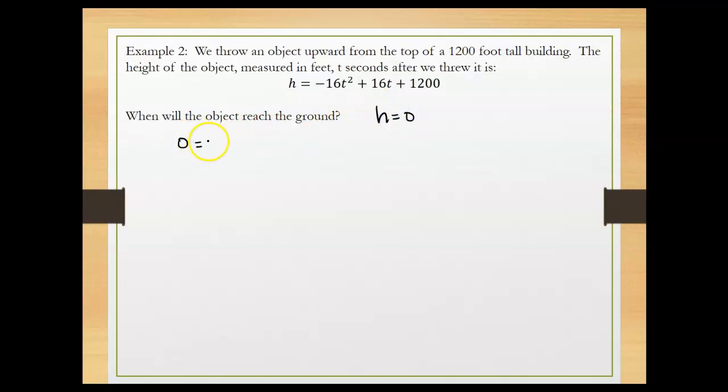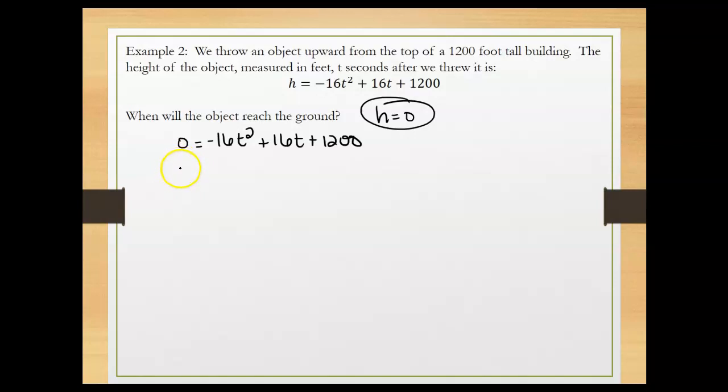So we've got 0 equals negative 16t squared plus 16t plus 1200. I can't put 0 in for t. It's not asking me where will it be after 0 seconds. It's asking me when will the object reach the ground, which means the height is 0. You should now recognize this as us finding the zeros. What are the two ways that I know to find the zeros? You should have said either quadratic formula or factoring. I'm going to use quadratic formula again.